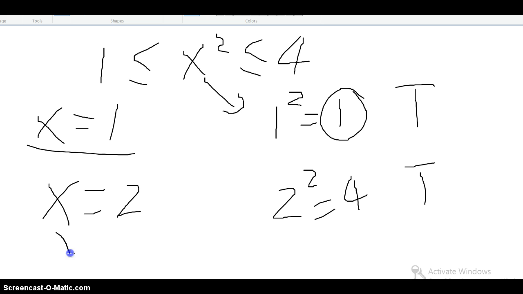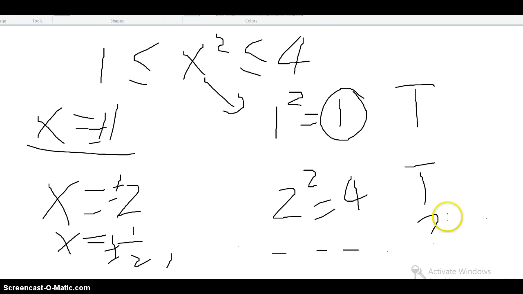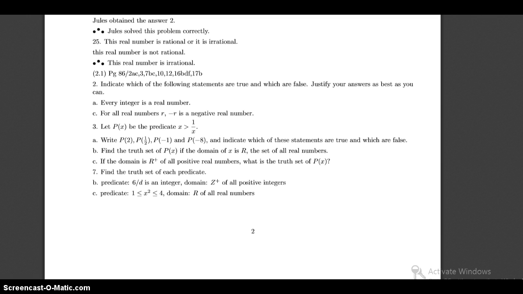So I picked 1 and 2, so you can try to pick some fractions, 1/2, or even negatives. I didn't pick negatives, and you should also try -1, -2, -3, or +1/2, -1/2, and plug them in to see if it's true or false. That will help you determine what numbers we should pick for x, which will make x squared between 1 and 4. So those numbers will be in the truth set. Okay, so that's how you do these three questions here.